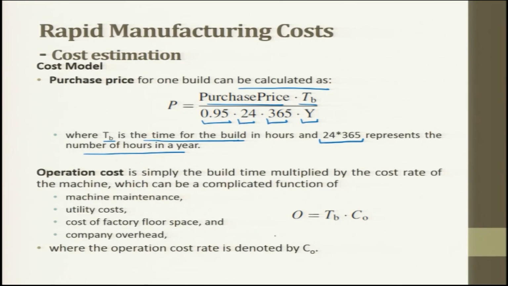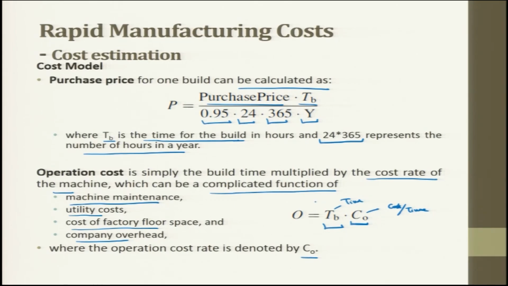Then operation cost is simply the build time multiplied by the cost rate of the machine, which can be a complicated function of machine maintenance, utility costs, cost of factory floor space, and company overhead, where operation cost is denoted by CO. So, this operation cost is the build time into the operation cost rate per unit time. CO is cost per unit time and this is the build time.